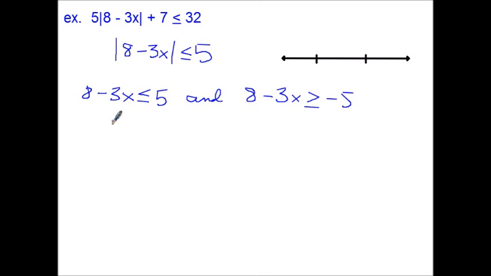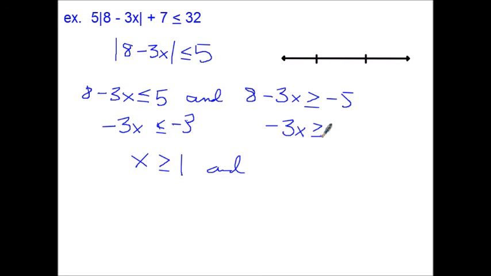8 off of both sides here gives me a negative 3x less than or equal to a negative 3. Now dividing through by the negative 3 gives me x. Again, it can be divided by a negative, so we have to reverse that. Greater than or equal to positive 1. And coming to the other side, subtracting the 8 over here gives me a negative 3x greater than or equal to negative now 13, and we're going to end up with a fraction here, but dividing through, we've got x now less than or equal to a positive 13 over 3.